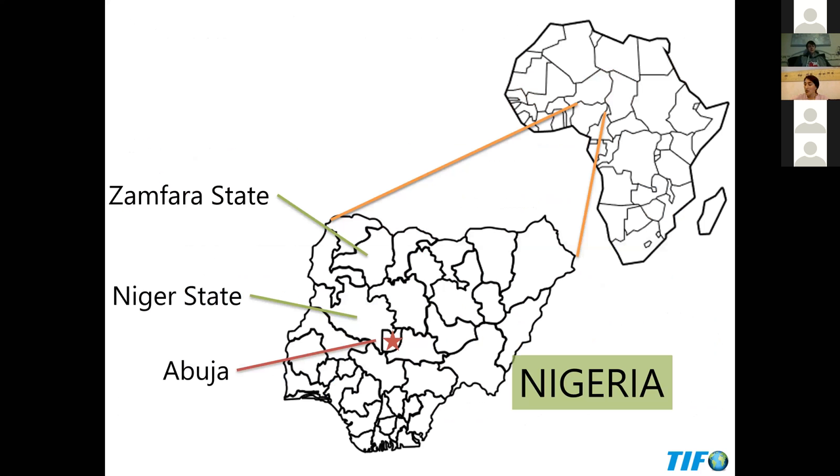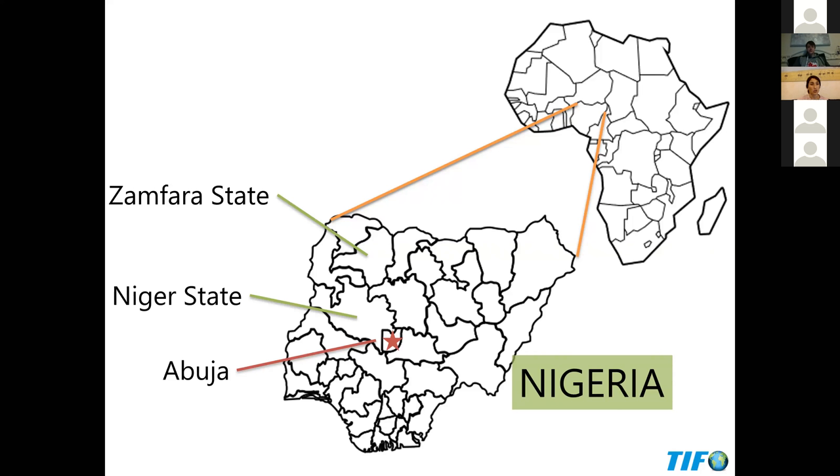Some very brief background on Nigeria. It's the most populous country in Africa. We were working primarily in northern Nigeria in Zamfara State. That's where the outbreak was first discovered in 2010. And a second lead poisoning outbreak was identified in Niger State, which is more towards the middle belt near the country's capital of Abuja. And that happened in 2015.